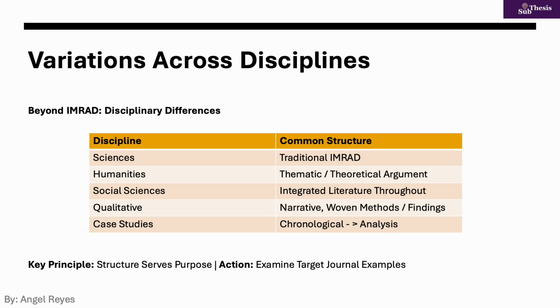The key isn't memorizing every variation. It's understanding that structure serves purpose. A philosophical argument needs different architecture than a clinical trial. Always ask, what structure best serves my research story and my audience's needs? When in doubt, examine recent publications in your target journal. They're your best template for field-specific expectations.